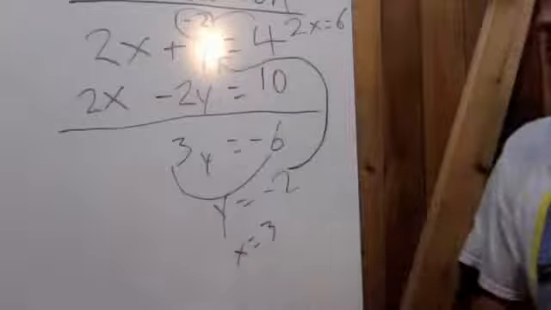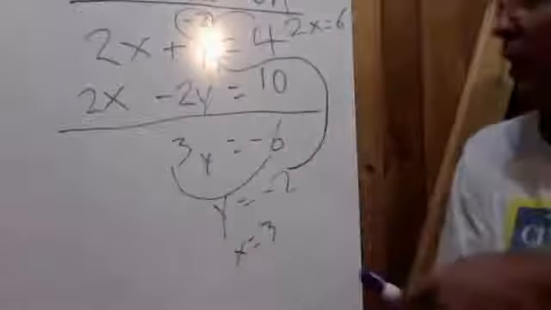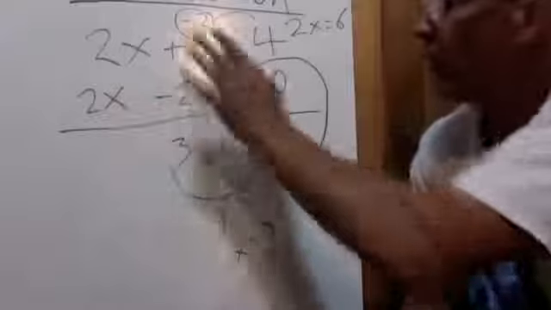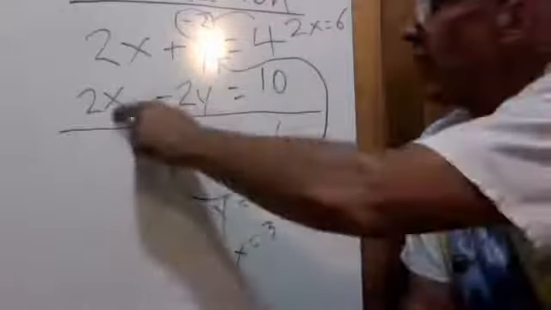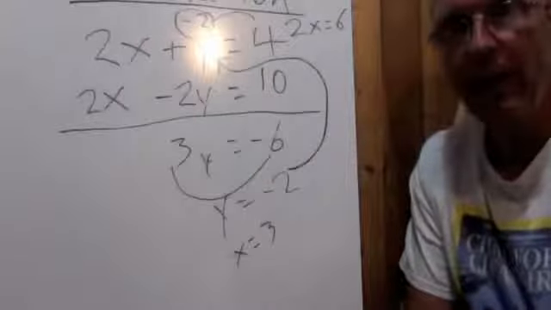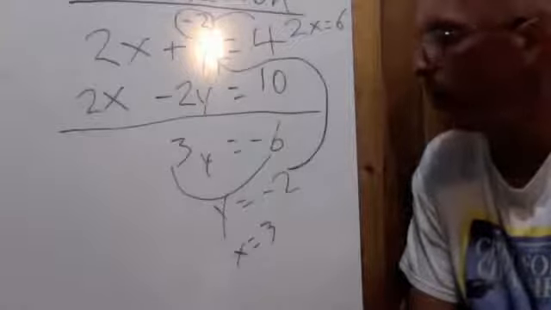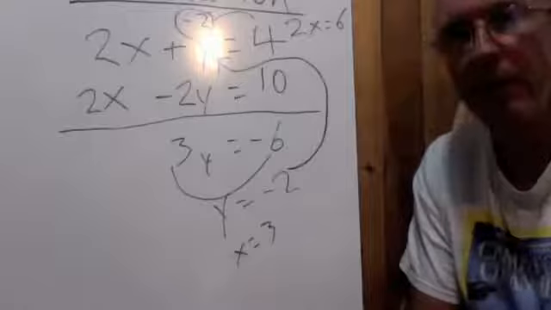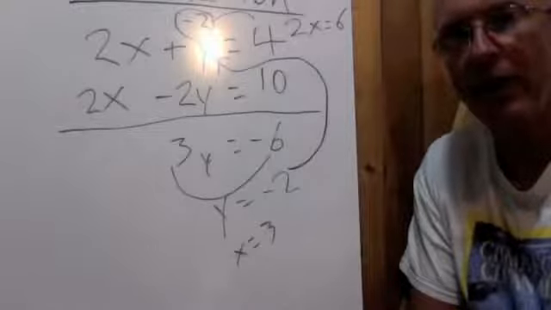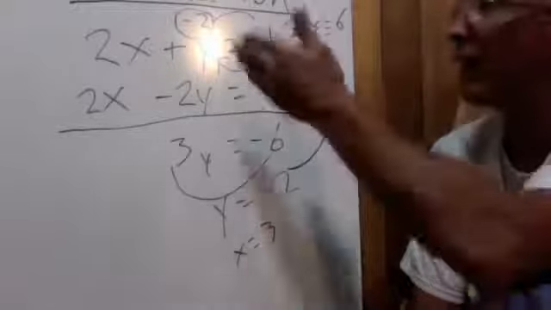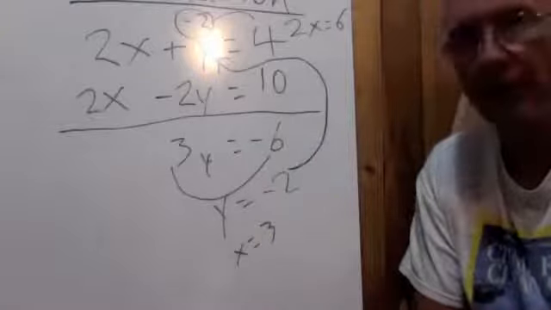So do you see that you can manipulate these equations in different ways? If they don't naturally match up, you can make them match up. And then you can either add or subtract to get rid of one of the variables. That's all elimination is: trying to get rid of one of the variables, solving for the remaining variable, and then putting that number back in one of the original equations and getting the second variable.